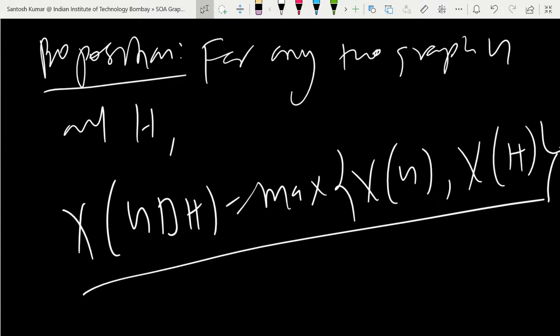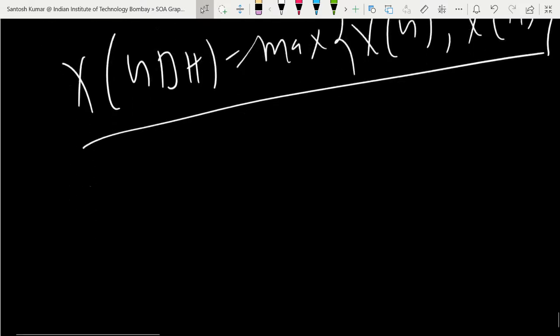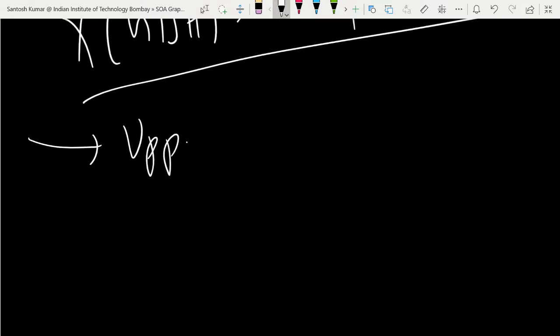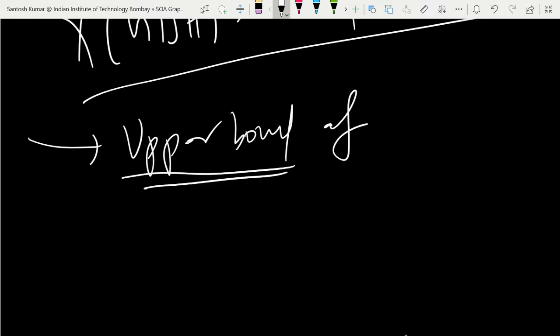Okay. So today I discussed mainly two things: the join of two graphs and the Cartesian product of two graphs and their chromatic numbers. So in the next class I will continue with the upper bound. We have not discussed it, as time is fast. So the upper bound of chromatic number.